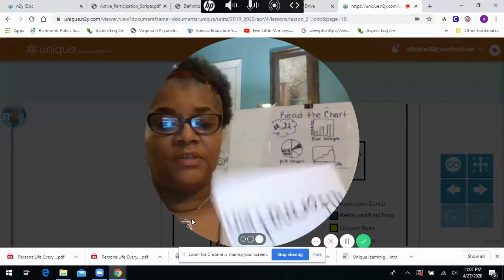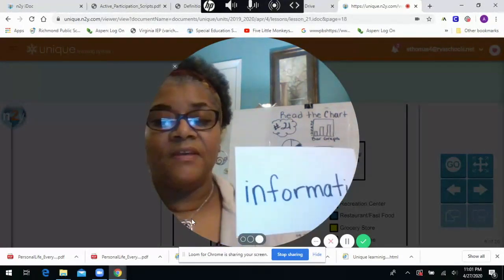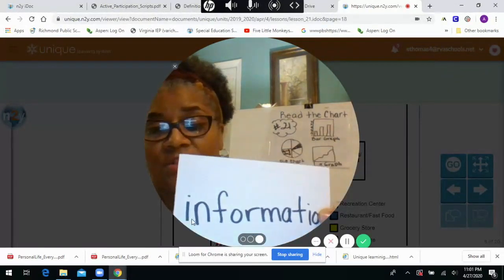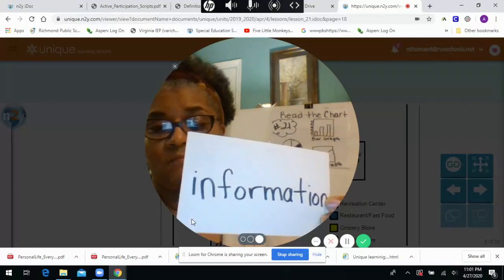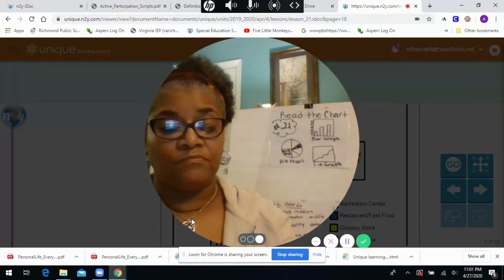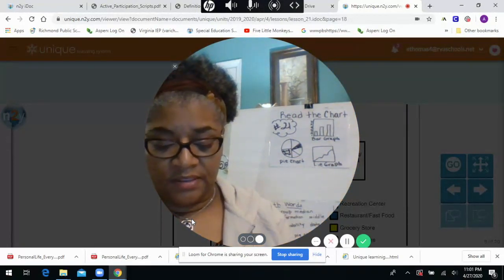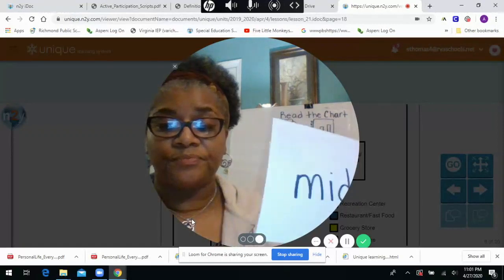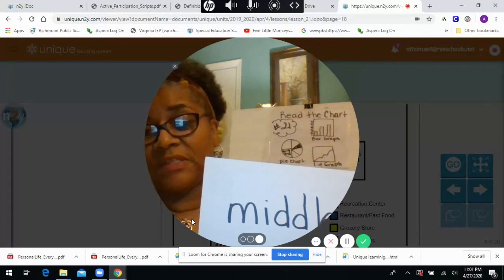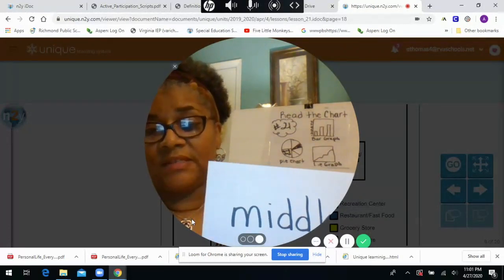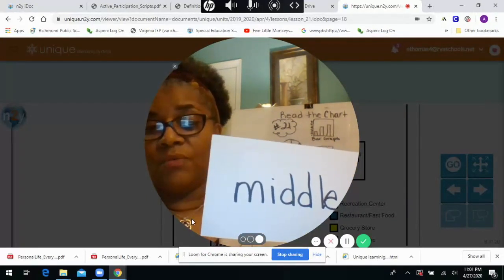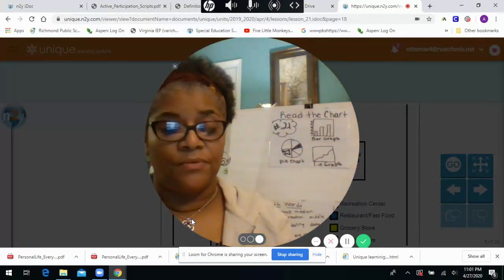So the first word is information. Information is the knowledge obtained from an investigation. The next word is middle. Equally distanced from the sides or ends. Equally distanced is right in the middle, meaning the same amount on one side as on the other.